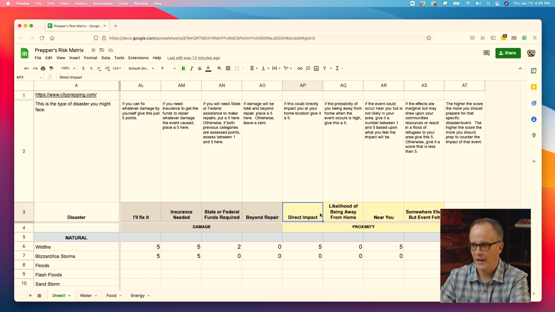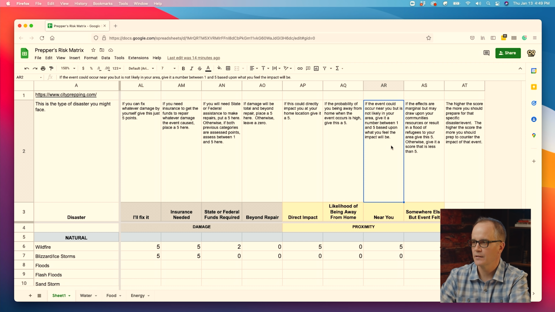And then this one gets into proximity. Is it going to directly impact you? Is it going to impact you while potentially being away from home? If you work and you have to commute, I work from home, I don't have to commute, so I'm fortunate. If this event could occur near you but is not likely in your area, again, give it from a 1 to 5. So you see where I'm going with this.